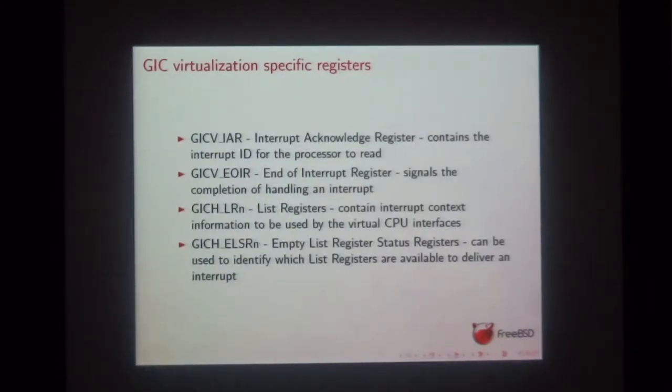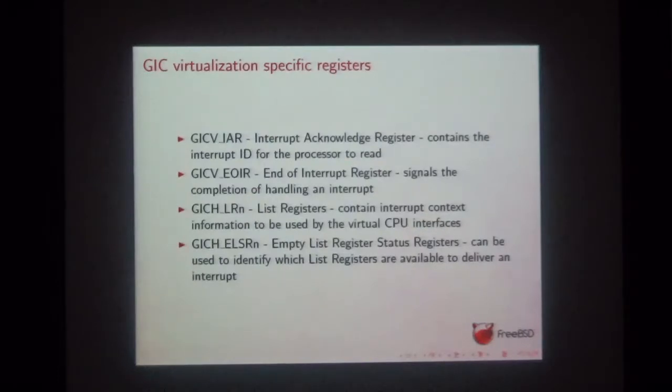These list registers are limited. For example, on ARMv7, you can have a maximum of four interrupts. This means that if you have more than four interrupts pending for a guest, you cannot deliver all of them in one turn. You have to have an internal mechanism of saving all the interrupts and delivering them. And here, the most important thing is priority. As I was saying earlier, you have to put there the interrupts that have a higher priority in order to be delivered to the guest faster, and then the others.